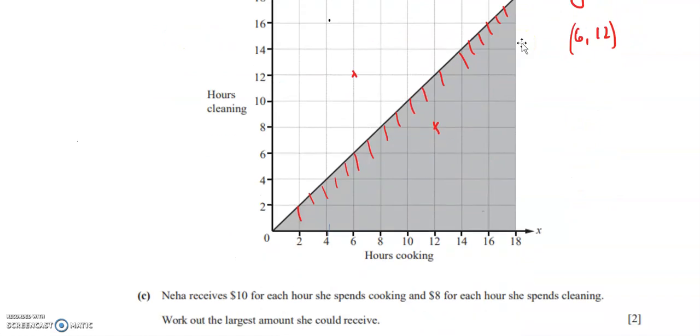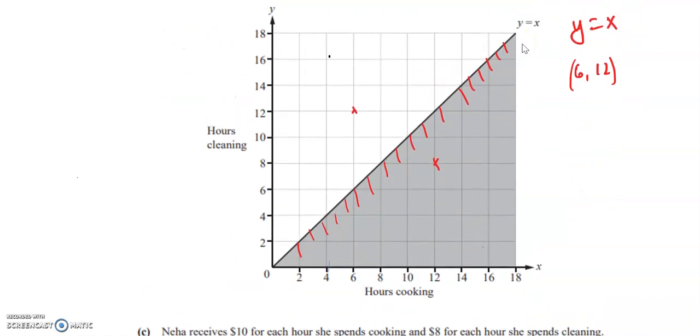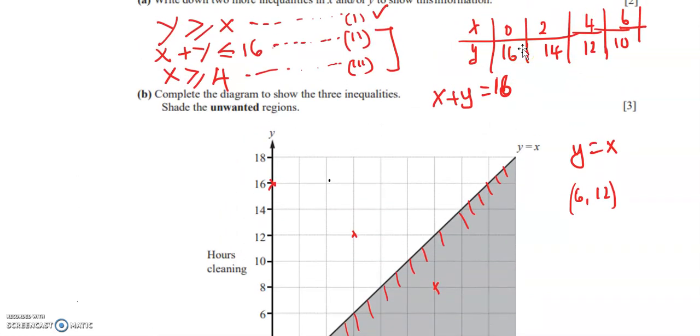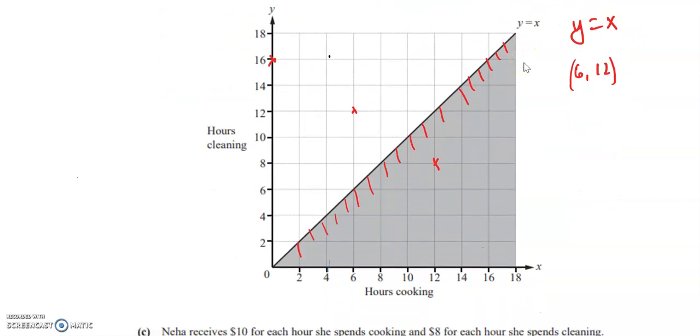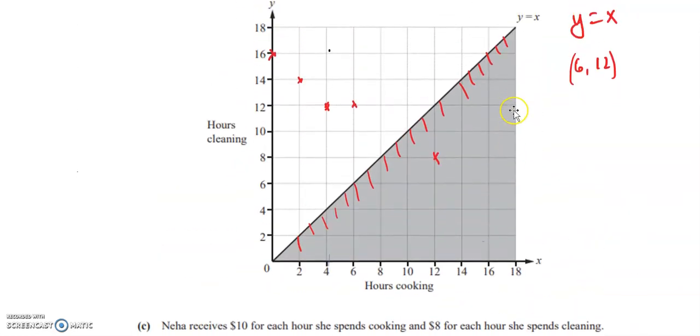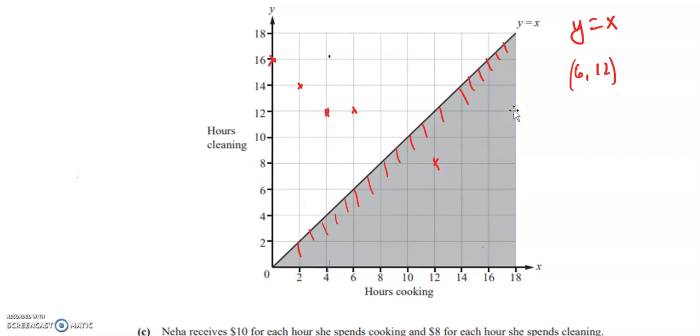So (0, 16), we can have (0, 16) here. So you plot the points. Then the second one is (2, 14). (2, 14) is here. Then we have (4, 12), like that, and so on. So those points are enough. So what you're supposed to do here is draw.